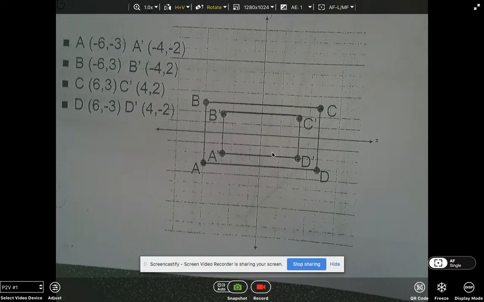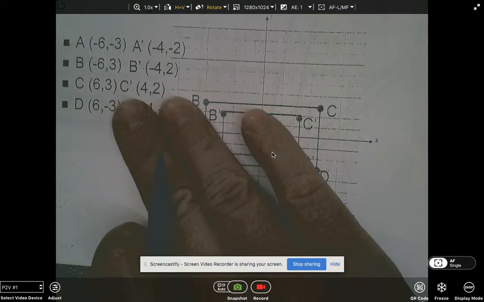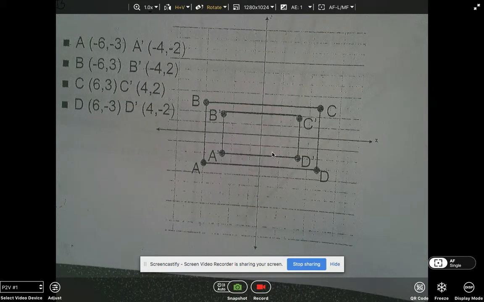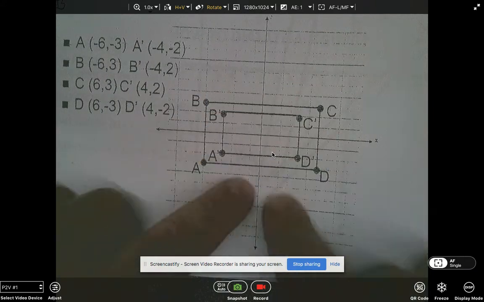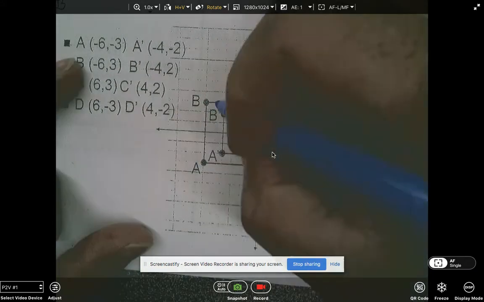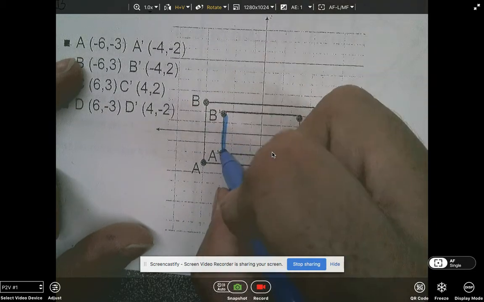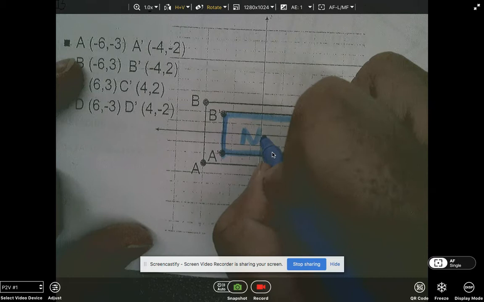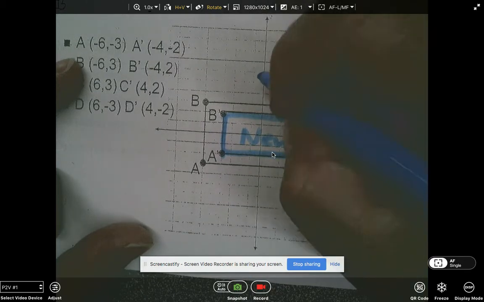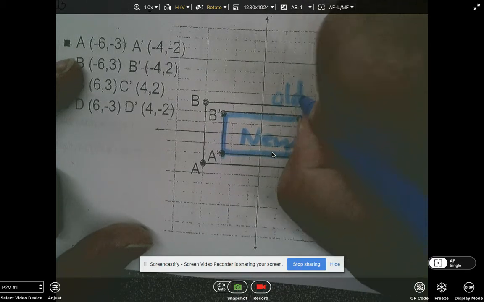Great, let's do one more here. Before we even start this one, again, we're not going to pay attention to the coordinates. Really just going to look at the side lengths. Can someone tell me what is the new figure? Is it the bigger rectangle or the smaller rectangle? Yeah, it's the smaller rectangle here. You knew that because it was primes, so we'll put here new. And the old original figure is out here.